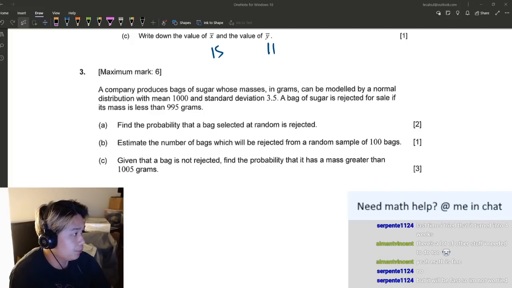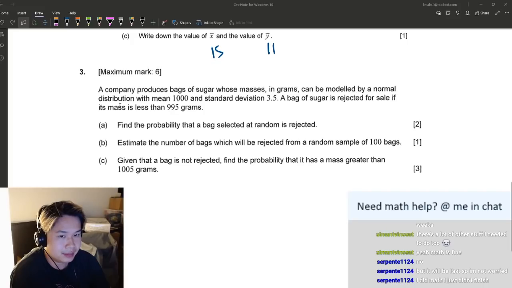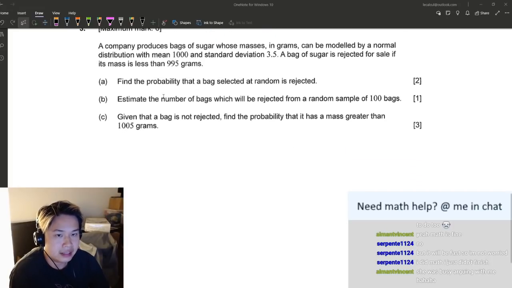Wow, okay. What is this? A company produces bags of sugar, okay, and its masses in grams can be modeled by a normal distribution. Mean of 1,000, standard deviation of 3.5, sure. A bag of sugar is rejected for sale if its mass is less than 995 grams. Find the probability that a bag selected at random is rejected.